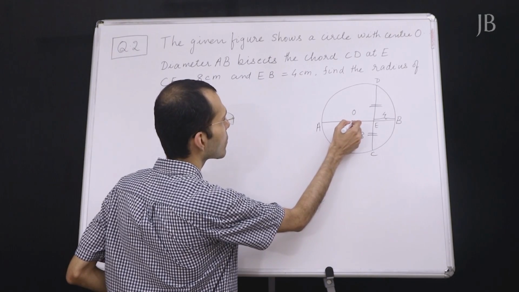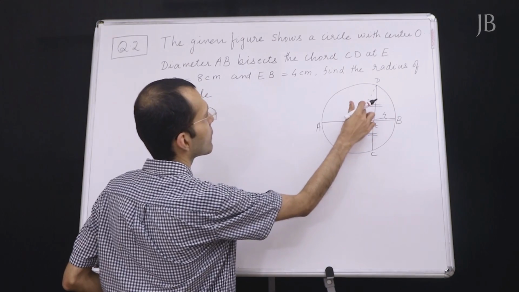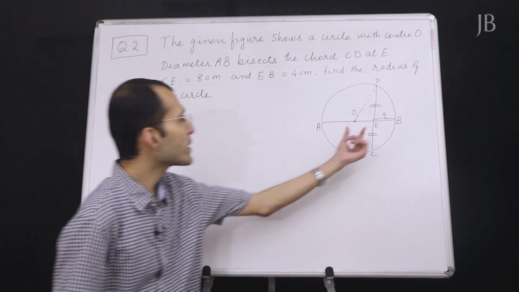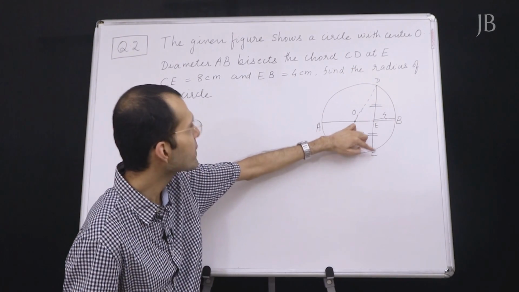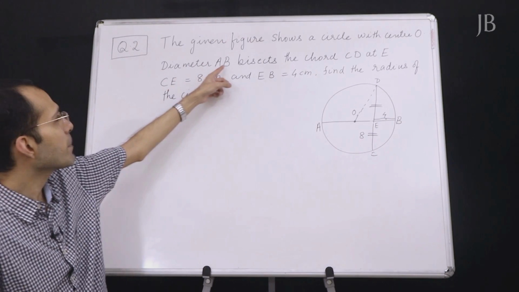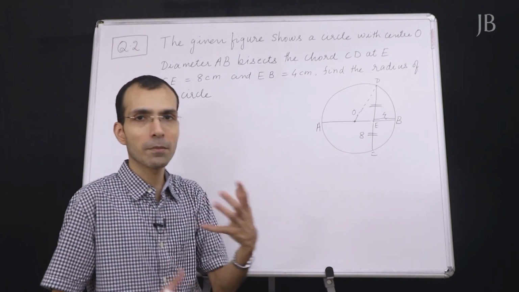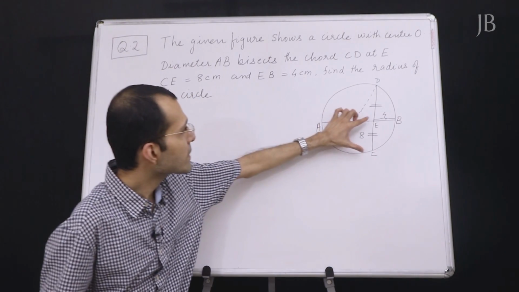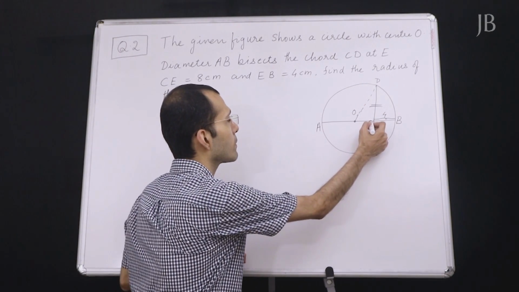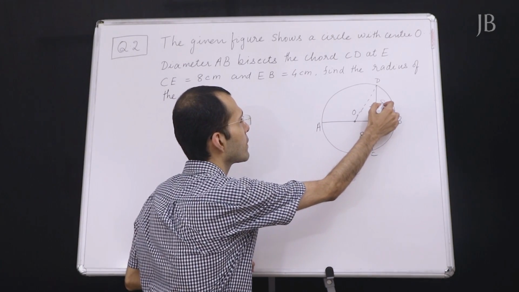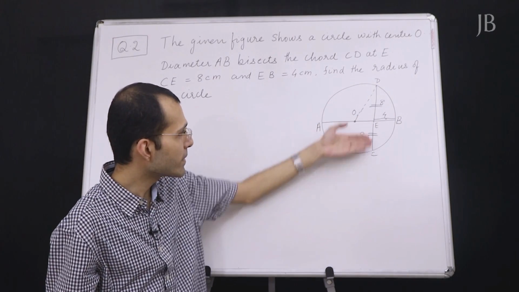So we will join OD. Now we know this is 4. And mind you, this DE is same as EC. It is given there: diameter AB bisects the chord CD at E. So you should know the meaning of the word bisects. CE and ED will be equal because the diameter is bisecting the chord. Now CE is given as 8, so DE also will be 8.